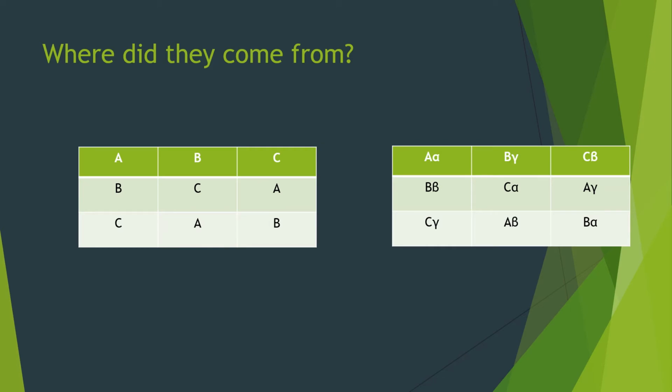Another type of square is the Latin Greco square, which takes two factors. Pictured here on the left is the single factor, and pictured on the right is the two factor, otherwise known as the Latin Greco square.